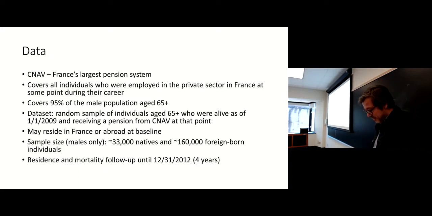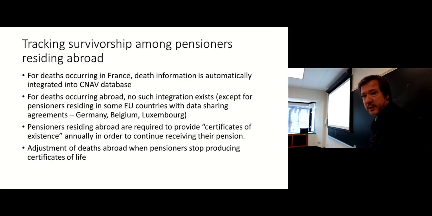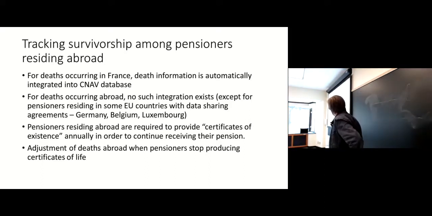So we have residence and mortality follow-up for 4 years, from January 1st, 2009 until December 31st, 2012. All right, here's the answer to your question. So how do you track survivorship among pensioners residing abroad? For those who live in France, there's nothing to do, it's automatic. Death information is automatically integrated in the database.